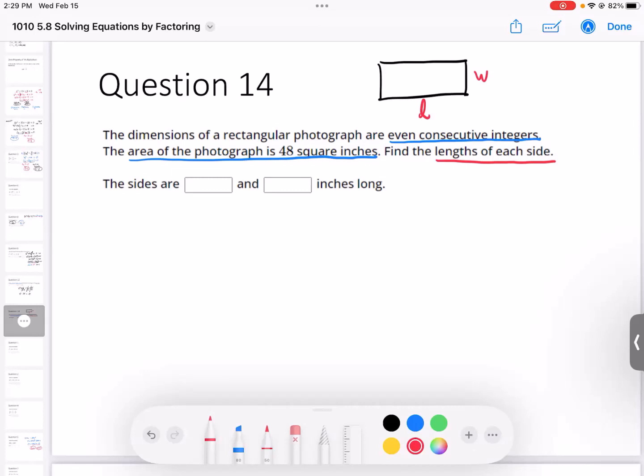So if we look at the information we're given, we know the dimensions of the photograph are even consecutive integers, and we also know the area of the photograph is 48 square inches. So let's start with the area. How do we calculate the area of a rectangle? Yep, length times width. So in this case, I know that L times W equals 48 because I'm using L to represent the length, W to represent the width. Okay, so that takes care of this piece of information. Now I need to use this information that they're even consecutive integers.